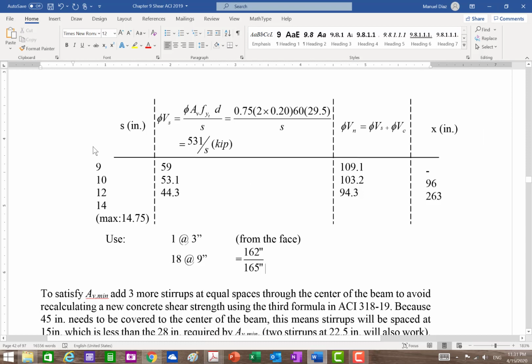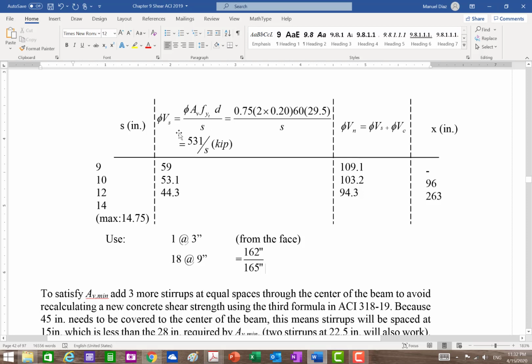And first thing, I start my S's, right? I need to start at 9. I could start with something lower than 9 if I want to, but not higher. So I start with 9. What is my maximum? Really it is 14.75, but I round it down to 14. So I have 9, 10, 11, 12, 13, 14. So I just put some of those here. When my S is 9, I go to my formula here, and I replace all the numbers.